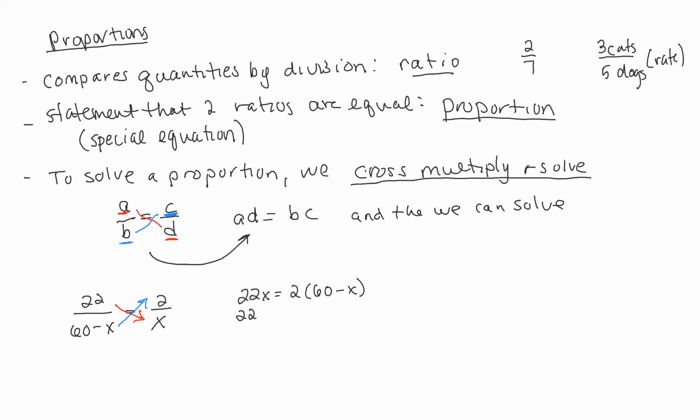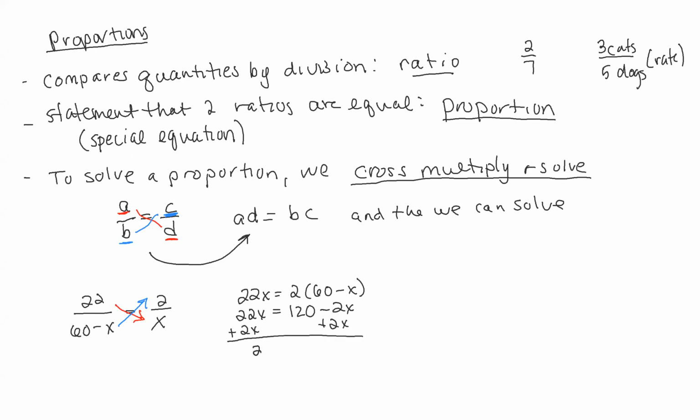So I get 22x equals, I definitely want to distribute to eliminate parentheses. So 2 times 60 is 120. And 2 times negative x is negative 2x. All right. So now I have something that I can easily solve. I can't combine like terms yet at this point, but I can get all of my variables to the left and my constants to the right. So I'm going to start by adding 2x to both sides. This minus 2x on the right, I want to move it to the left. I do that with addition.